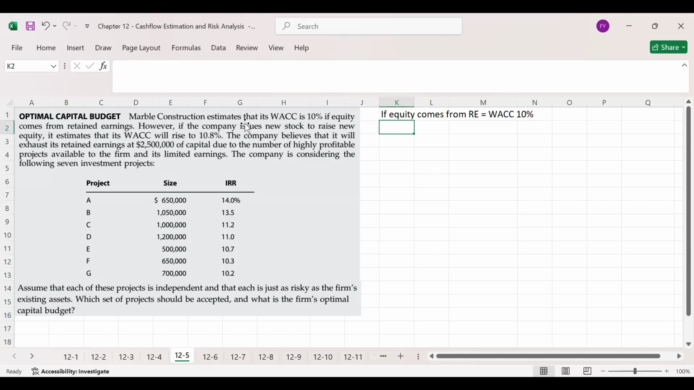And if the company issues new stock to raise new equity, then it estimates that the WACC will rise to 10.8%. So if equity comes from issuing new shares, then the weighted average cost of capital would be 10.8%. Okay. So these are the two ways the company can finance its new project.